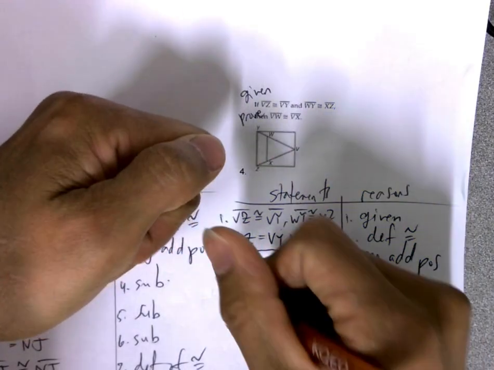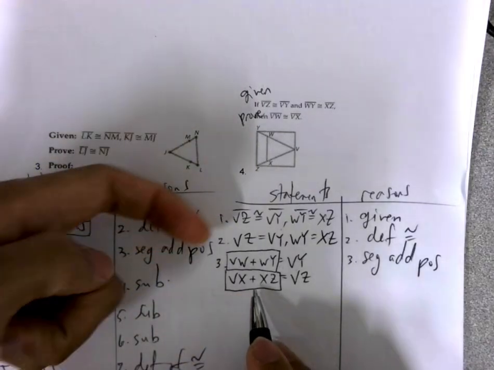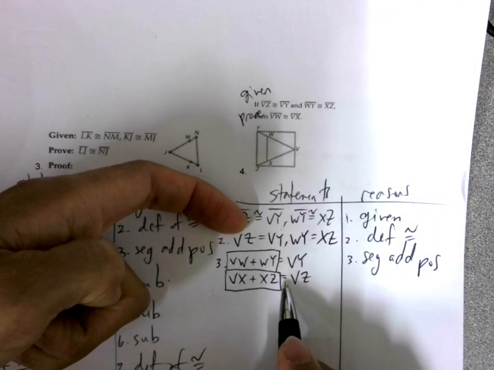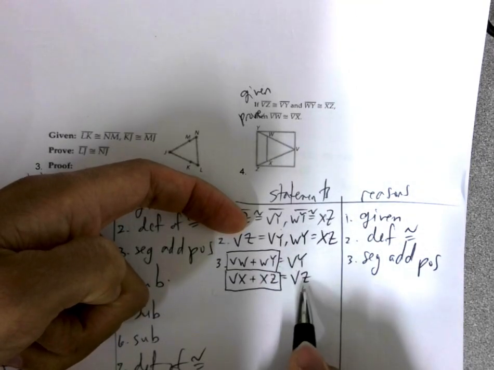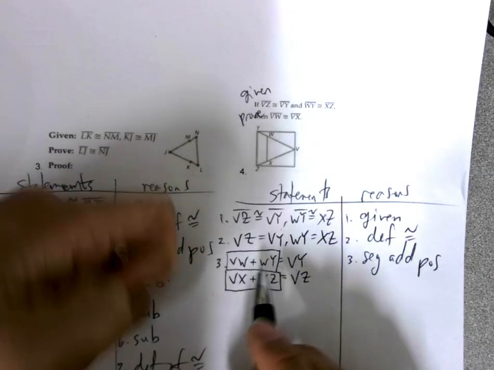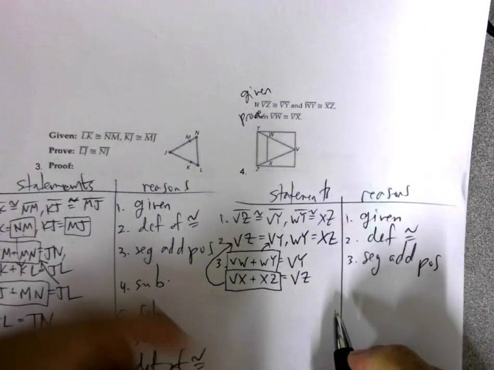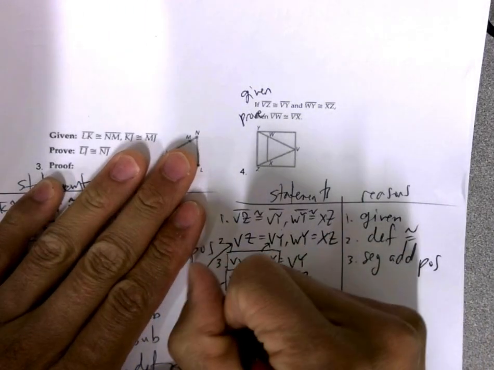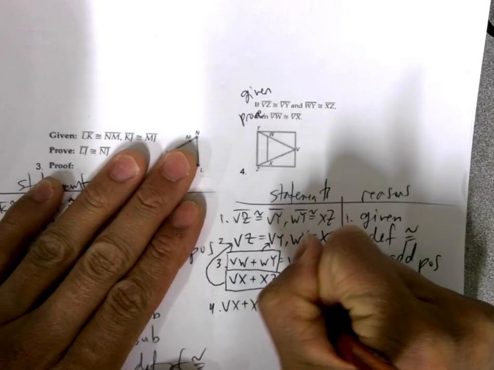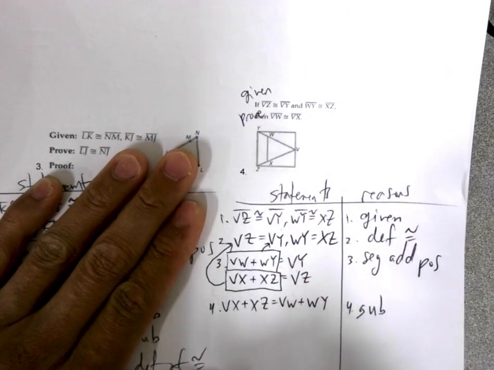Okay. Next, I'm going to take this expression here, and I'm going to substitute it for VZ right here. And I can do that because this equation says that this expression on the left side is equal to VZ. That means anywhere I see VZ, I could put this expression. So that's what I'm going to do. I'm going to put this there, and I'm going to put this expression there. Okay, that's how that substitution is going to work. So 4 is going to be VX plus XZ is equal to VW plus WY. So 4 is going to be substitution.